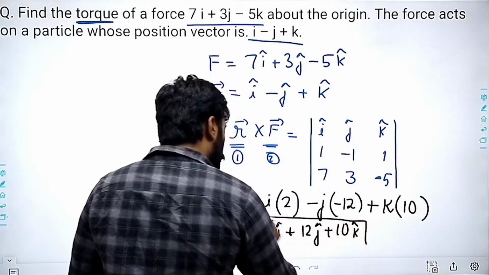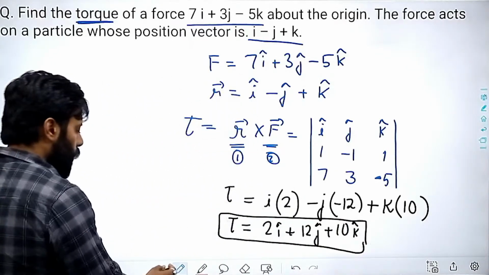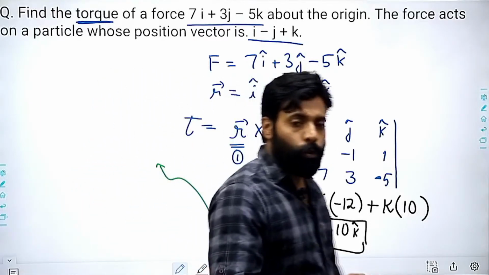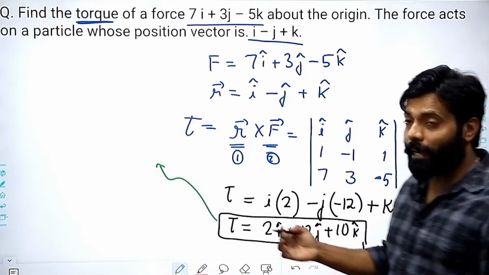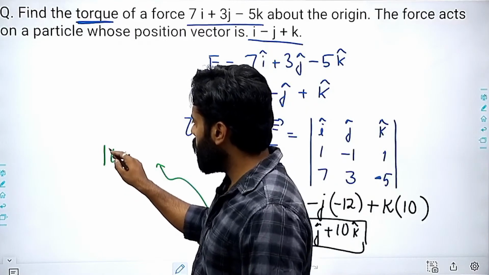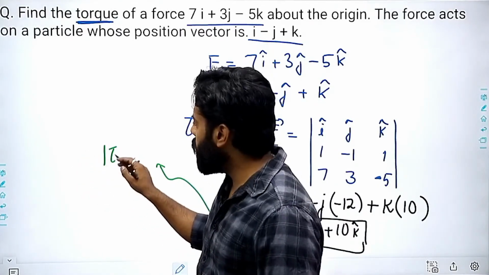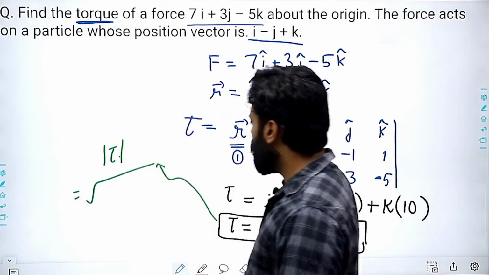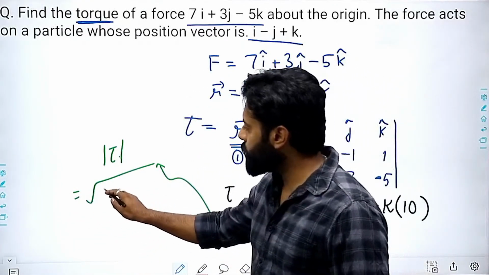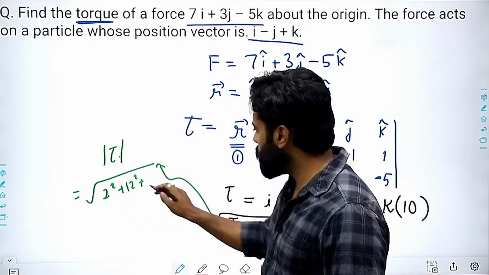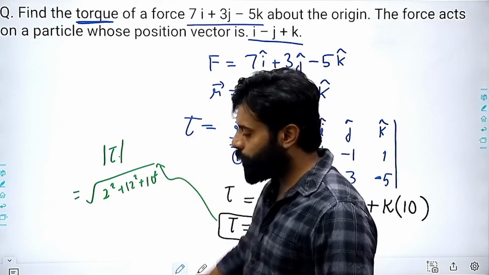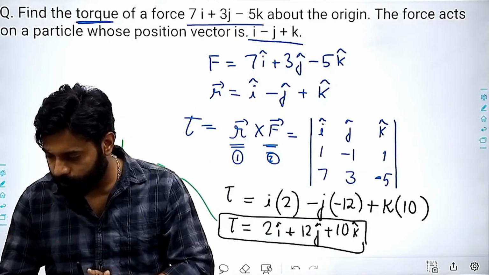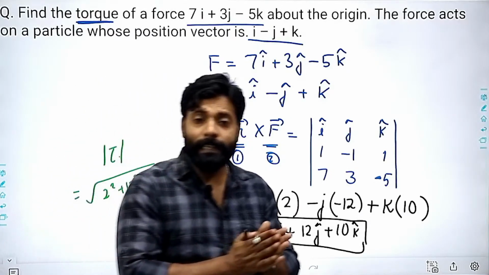So I hope that you all are able to get what the torque is. And from here, if they had asked you to find out the magnitude of torque, you can easily find it out. You can check the options as well, but if they are asking the magnitude of torque, then you can easily find it using the formula: 2 square plus 12 square plus 10 square, right? Hello, Arun Yadav. Akshata, Aksh, is it clear?